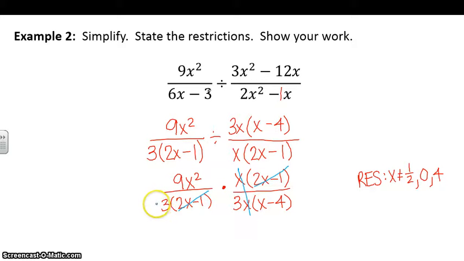Can't cancel the 3's across because they have to be either diagonal or straight up and down. But we could simplify this 3 and this 9. So 3 goes into 9 3 times. You would put the 3 on top there. And then if you look again, I have a 3 here and a 3 here. So then I can simplify, 3 goes into 3 once. So we could cancel again. So what's left on top? We have x squared. And then on bottom, we don't have anything except for the x minus 4 left.